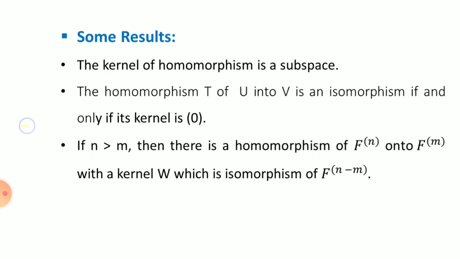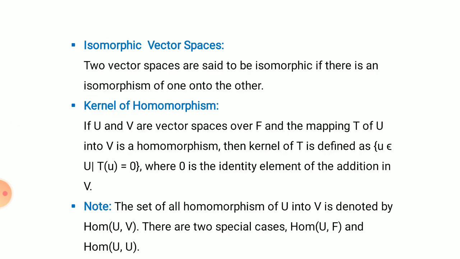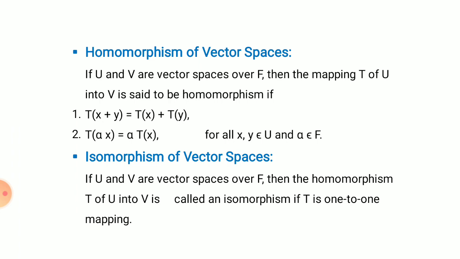And the third result: if n is greater than m, then there is a homomorphism of F^n onto F^m with kernel W, where the kernel is denoted by W, which is isomorphic to F^(n-m). Okay, with these definitions and results, we conclude our today's lecture.